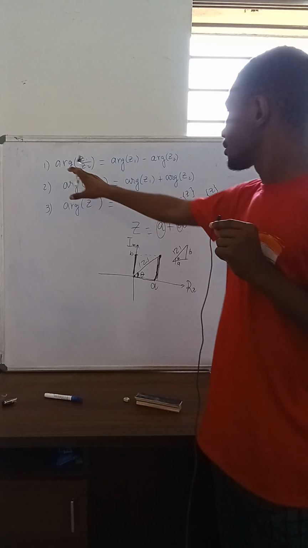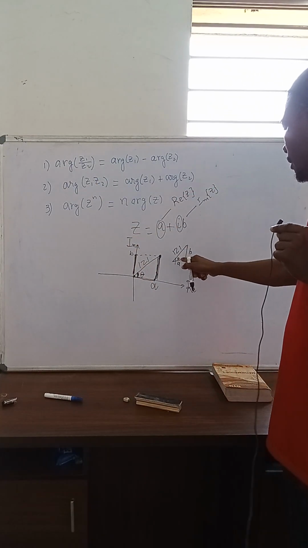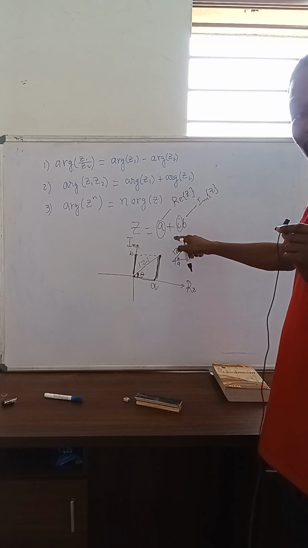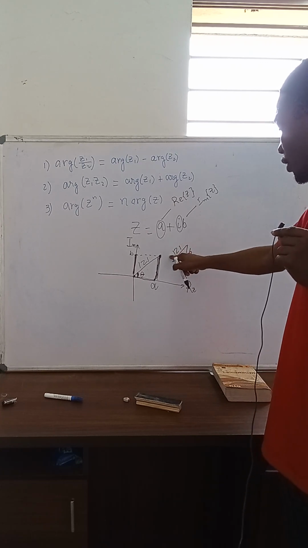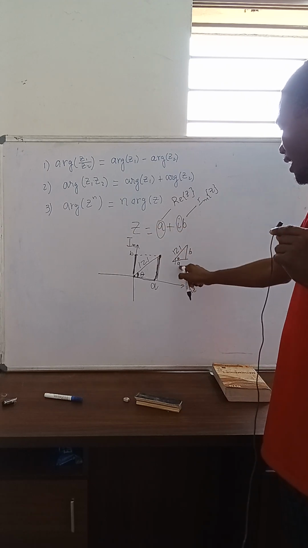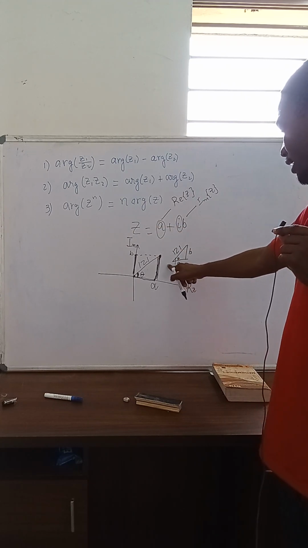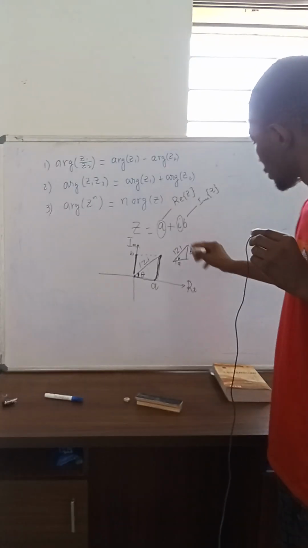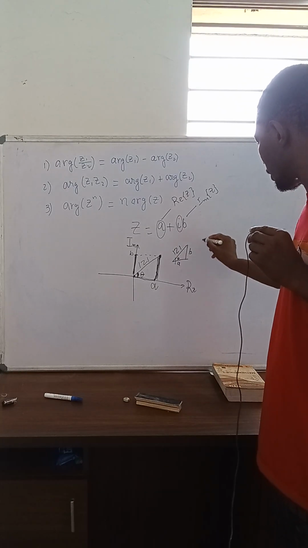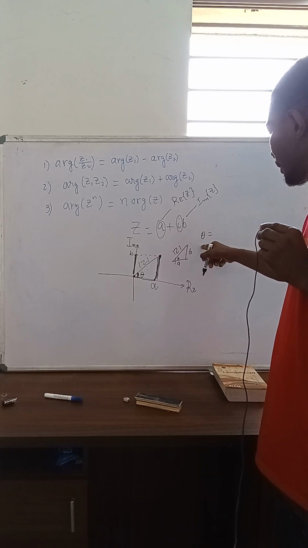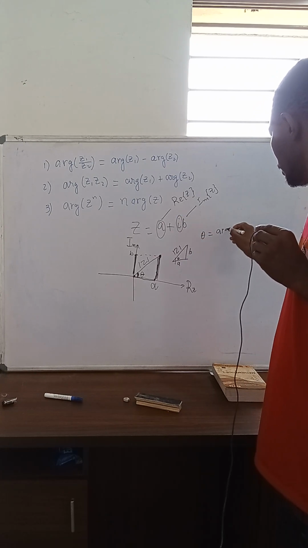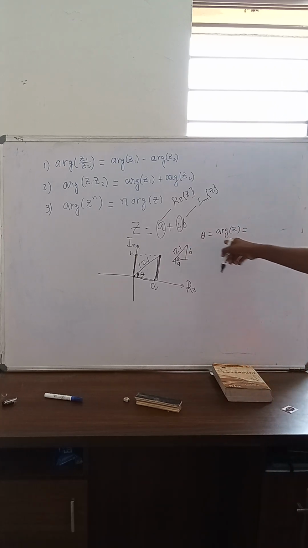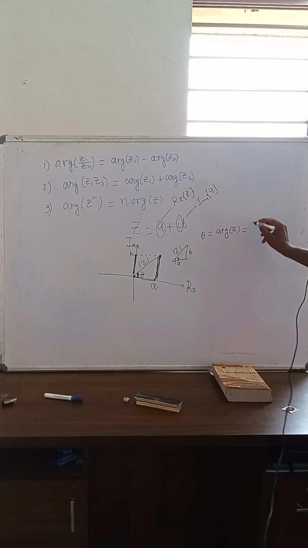Whenever we see argument, it means the angle between the module of this complex number and the adjacent side, that is the real part of this complex number. So how do we find theta, that is the argument of this z? To find this, you can plot it in many ways.